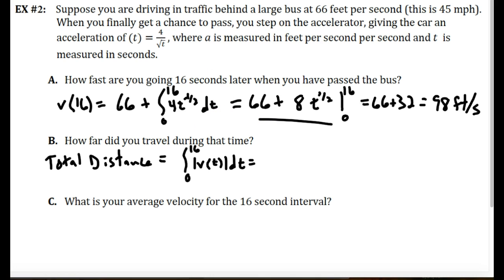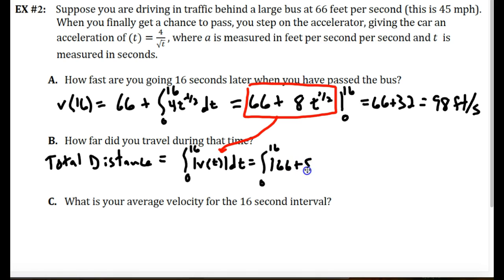Okay, then to find total distance, we know that total distance is the integral of the absolute value of velocity. Well, we just found our velocity function, right? This was my velocity function. So this is what's going to go in here. So this is going to be the integral from 0 to 16 of the absolute value of 66 plus 8t to the 1/2 dt. And remember we said that anytime we have to take the absolute value, that's going to be a calculator question.